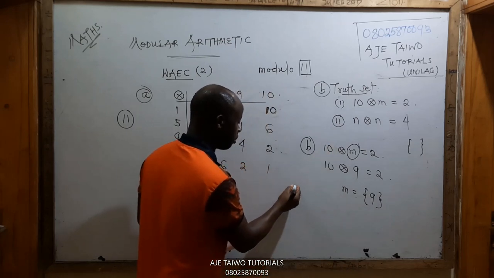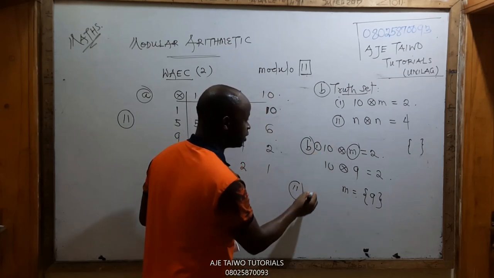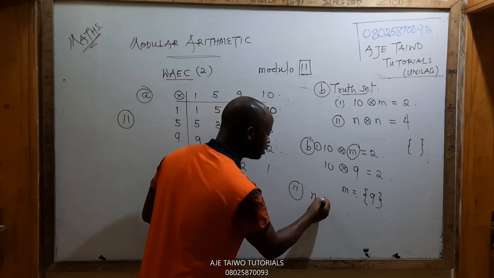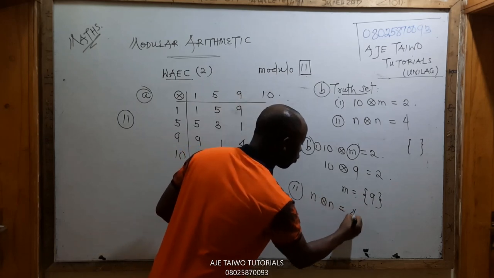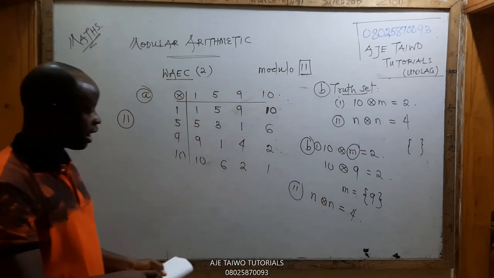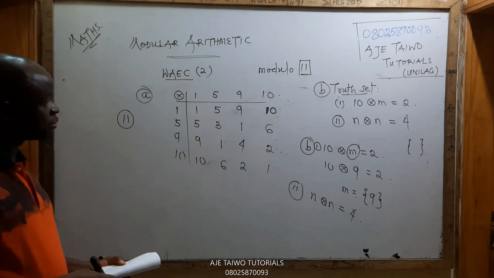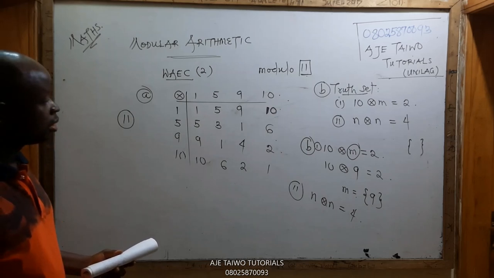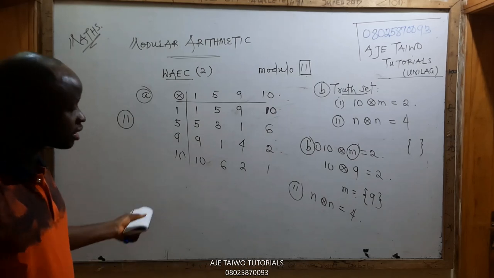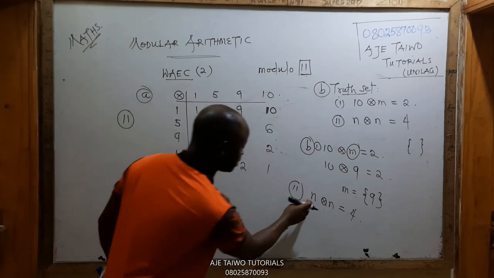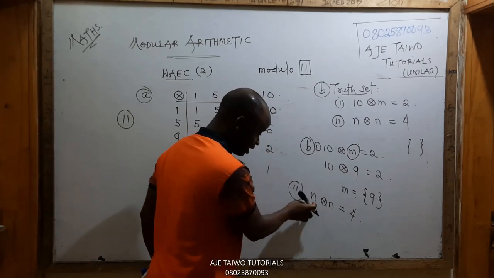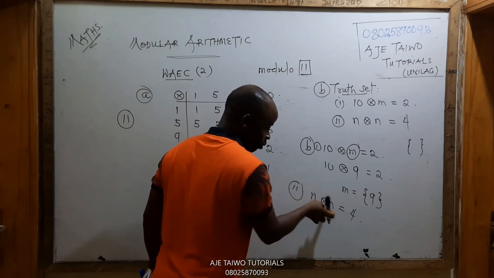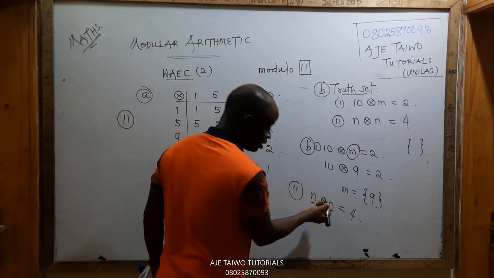Let's do the next one, number 2. It says N and N will give us 4. N and N will give us what? 4. N, what and what? That will be the same thing. You know, this is the same thing as this. I mean, they're the same thing. That's NN, XX, YY. That means what you have here and here must be the same thing.